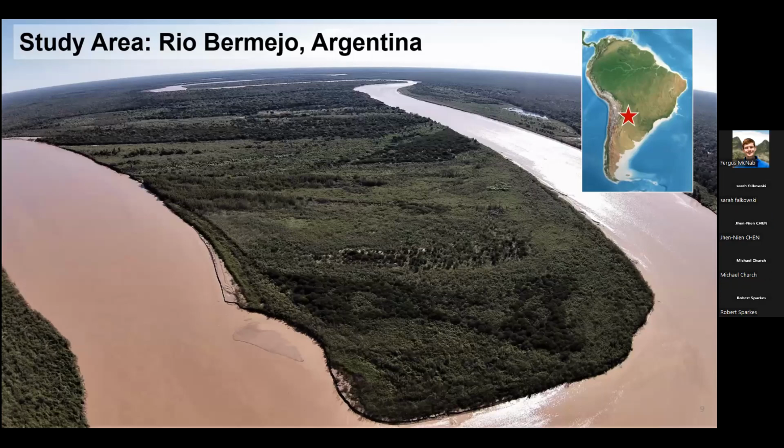All right, so we are focusing our research on the Rio Bermejo in Argentina. So that's a lowland river in the Andean foreland basin in northern Argentina. And this aerial photo just gives you an impression of what this landscape looks like. It is incredibly flat, and the Bermejo River just migrates through the floodplain across the foreland basin. All right, next slide.